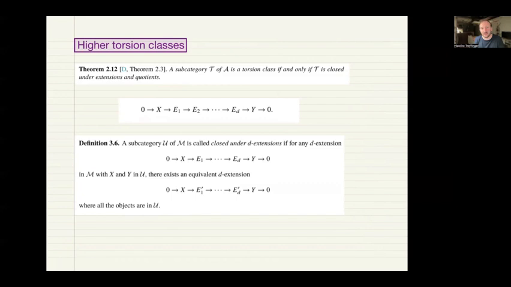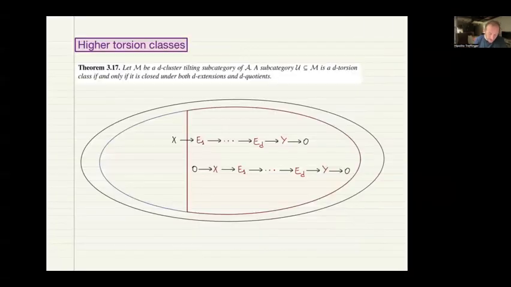So one can come up with an appropriate notion of closedness under the extensions and the quotients, and with these appropriate notions, which are very natural, as you would see if you read the paper, we can show the main theorem of the paper. It says that inside a d-cluster tilting subcategory of an abelian category A, a subcategory U is a d-torsion class if and only if it is closed under d-extensions and d-quotients. So one recovers this result by Dickson of subcategories of abelian categories inside abelian length categories.